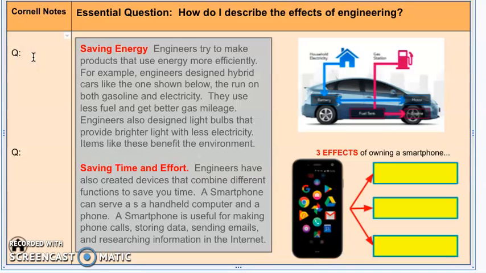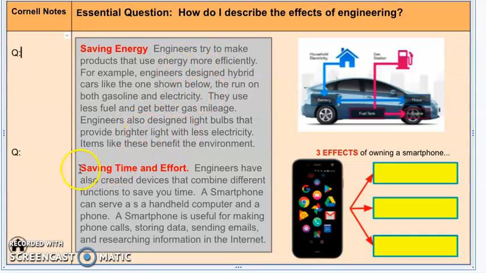So what kind of a question could you ask? I'm going to let you ask the question this time. Maybe you're going to ask, how did engineers improve the light bulb? How did engineers improve the car? How do engineers save energy? These are all questions you could ask. Okay? Now there's nothing we're going to highlight here because these are all examples. A car and a light bulb.